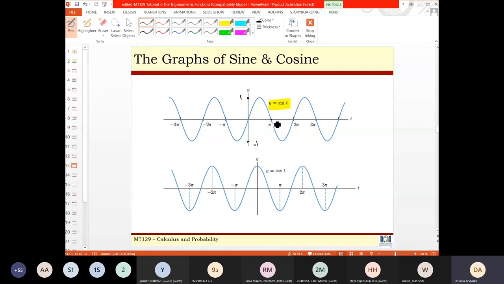And at pi it is 0, and at 2 pi the sine is 0, and at 3 pi it is 0, and at 4 pi it is 0. And it keeps repeating itself. Okay, we say that they are periodic, they keep on repeating themselves. Clear till now?